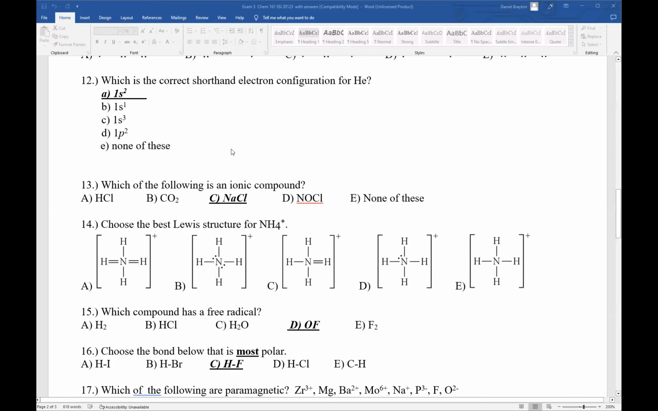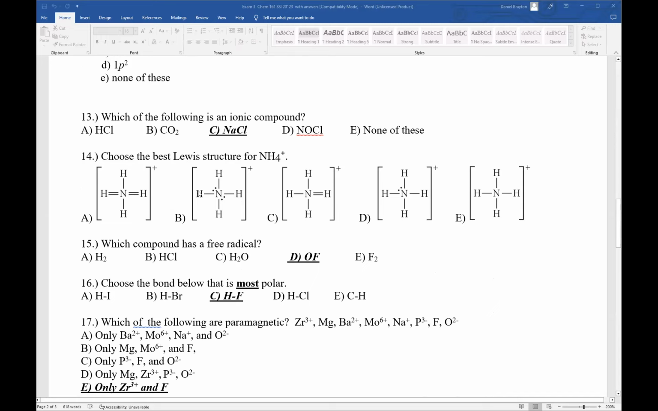13 is kind of the opposite of the problem above, right? A, B, and D are all non-metals and multiple elements, so they're all covalent compounds, and so C is the classic metal, non-metal.